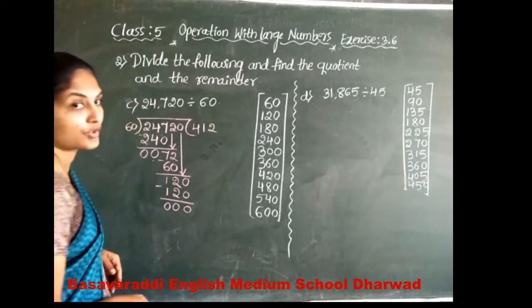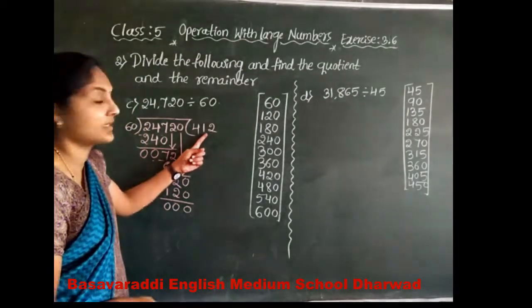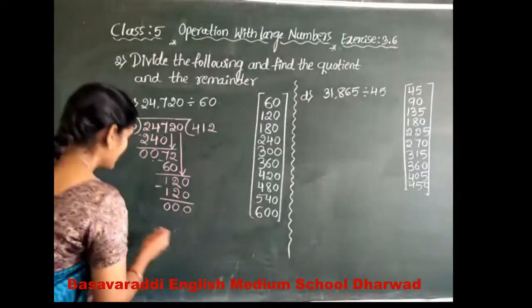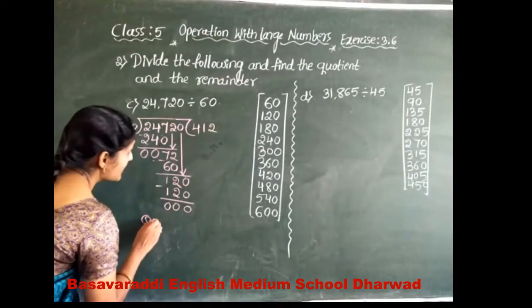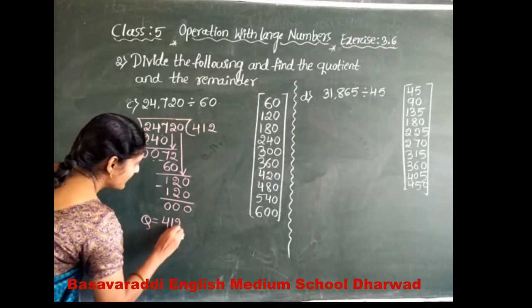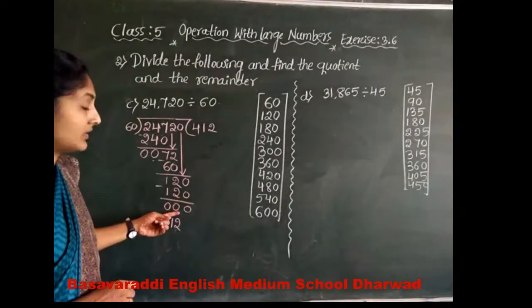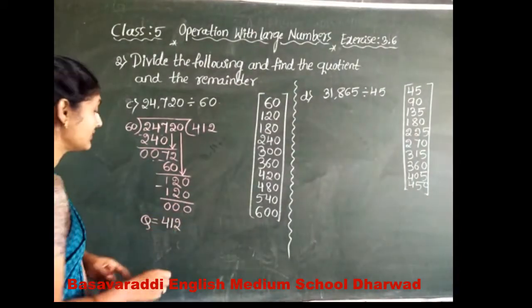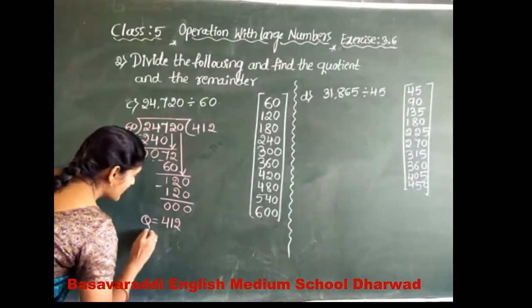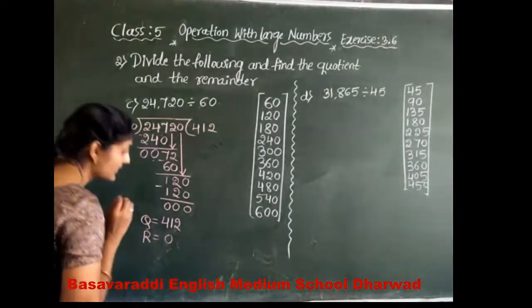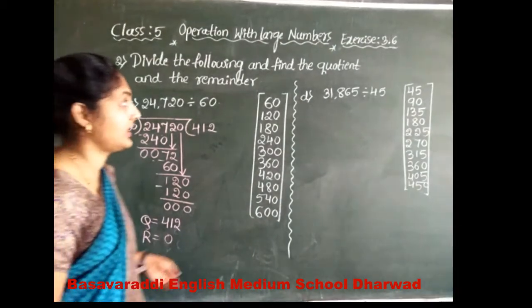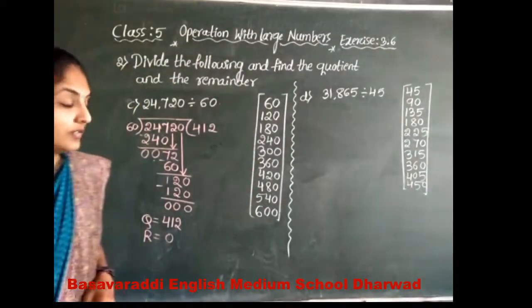Okay, so what is the quotient? The quotient is the result of the division. Write the quotient part. What is that quotient? 412. The number left over after the division is the remainder. What is that? The remainder is 0. Okay, next do D1.